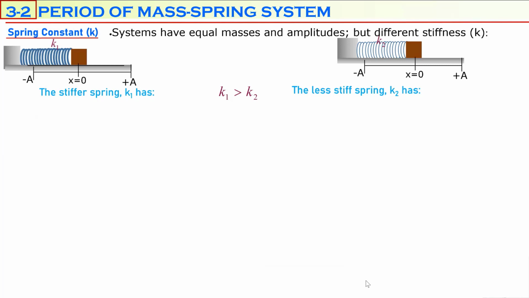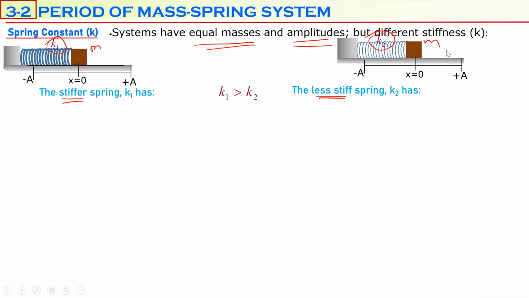Second parameter which we are going to study is the spring constant, which is elasticity. Systems will have equal masses, so masses are equal, amplitudes are equal, but stiffness, spring constants, are different. First system has a spring constant K1, second system has a spring constant K2, and spring of the first system is stiffer, spring of the second system is less stiff, so K1 is greater than K2. But masses are equal. First one has a mass m, second one also has a mass m.